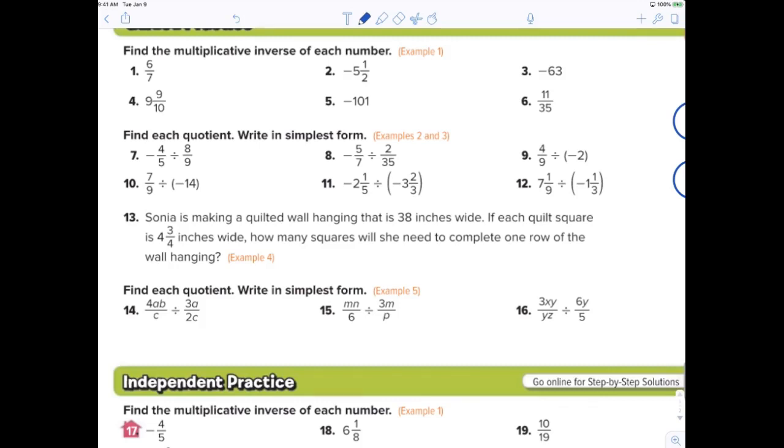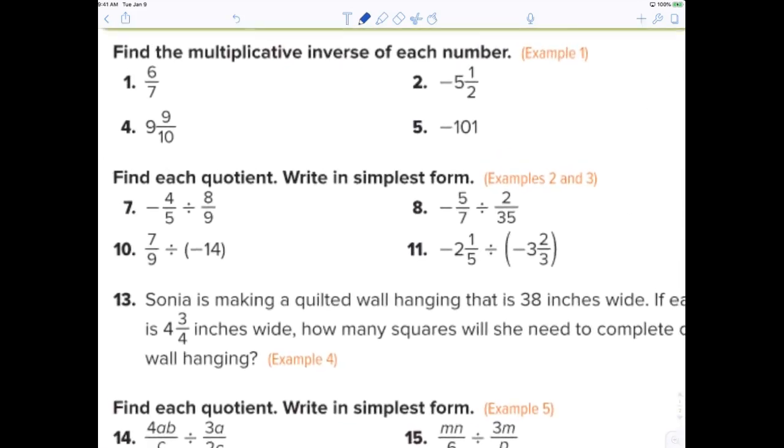So, Morgan, what's the answer to number 1? 7/6. You're brilliant. 7/6. All right, now number 2 we have a little problem with. We can't take the reciprocal until we do what? Until you make an improper fraction. Yes, thank you. You make it an improper fraction.